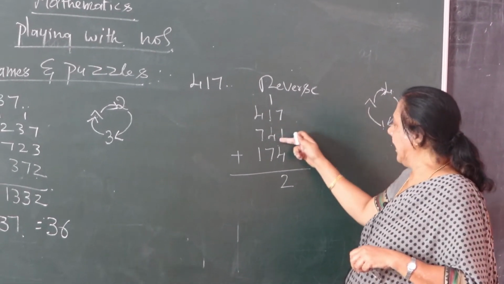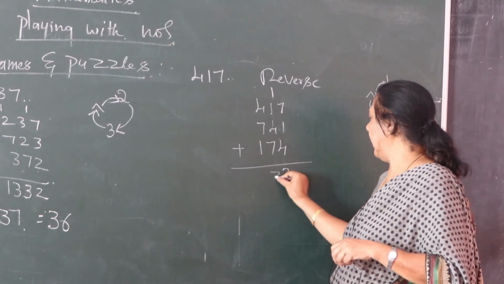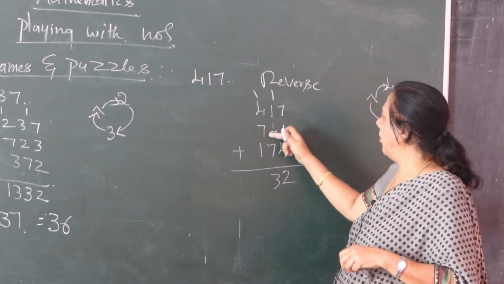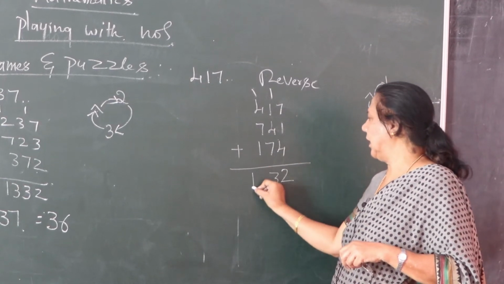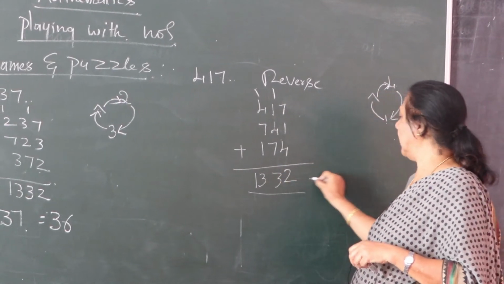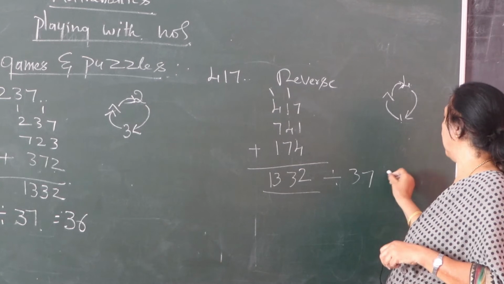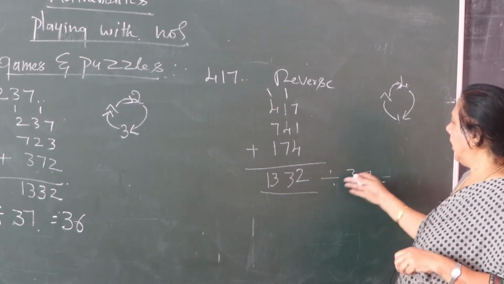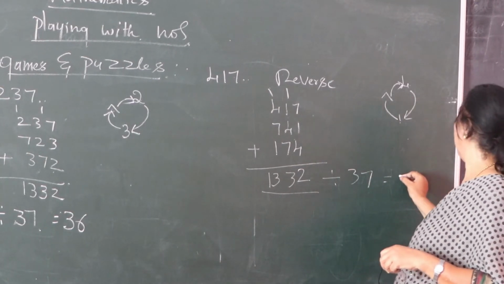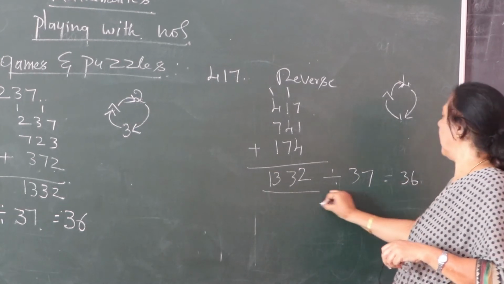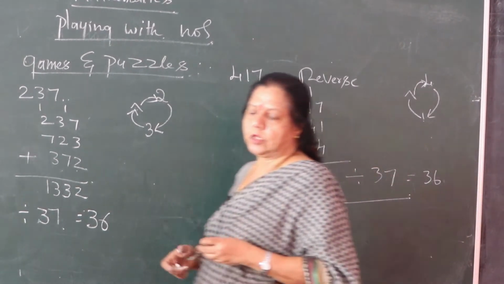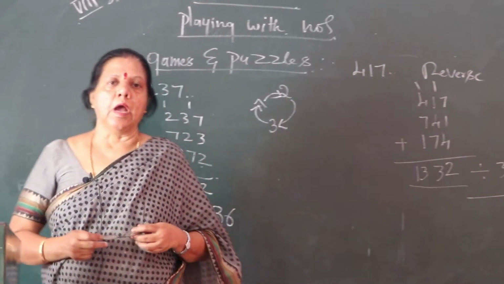Add it, 8, 12. Once again, this is divided by 37. You are getting a result. The same thing. What is that? 36 you are getting. For three numbers, you are supposed to do it.